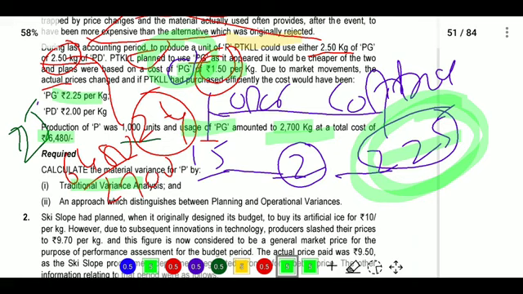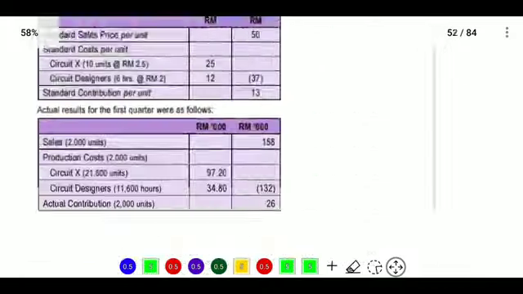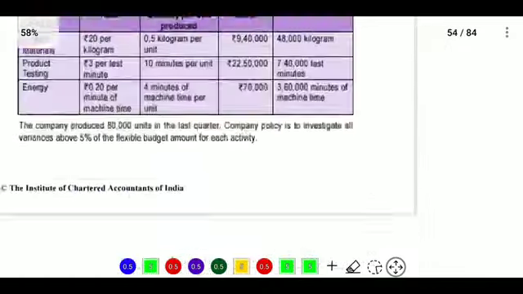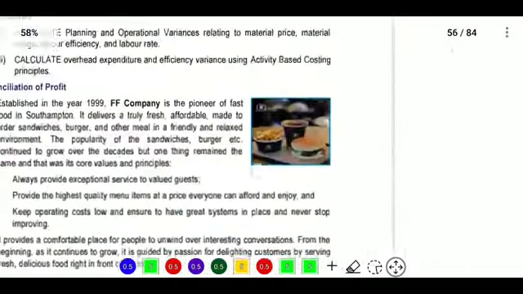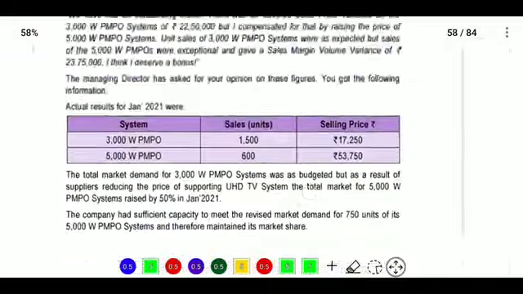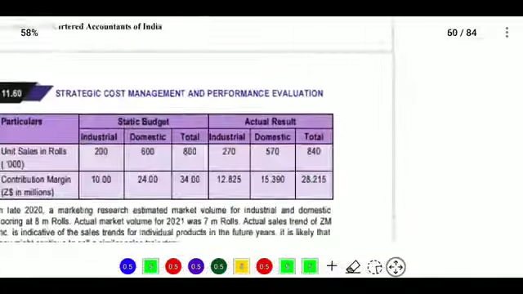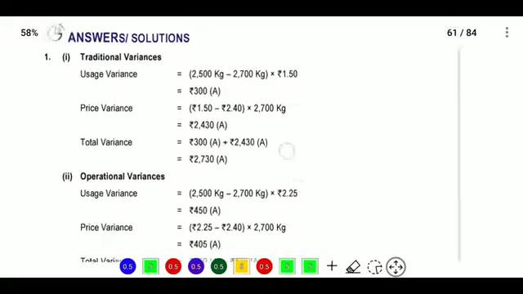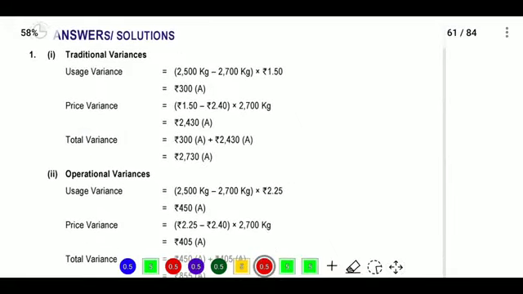Another will be planning. Distinguish between planning and operational variances. Okay, now we will see the answer. What is there in the answer? We calculated all of it: traditional variance, total operational variance, planned variance. Now we will see how it is presented.